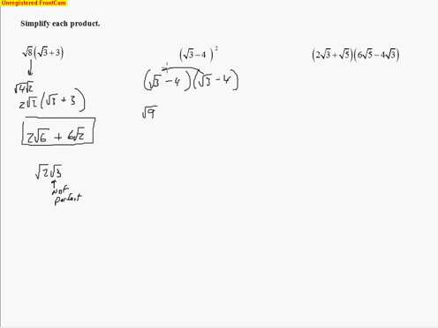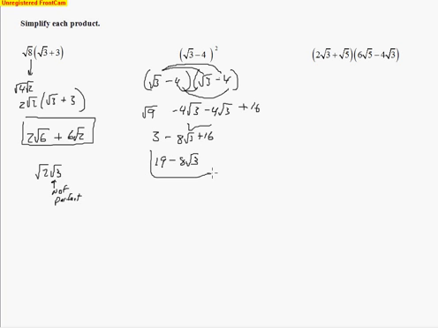And then I do the square root of 3 times negative 4. Those are the outside terms, makes negative 4 square roots of 3. Here, the inside terms make another negative 4 square roots of 3. And the last terms make a positive 16. So I get the square root of 9 is 3. And then these two combine together because they have the same radicand. And that makes negative 8 square roots of 3 plus 16. So total, that makes 19 minus 8 square roots of 3.